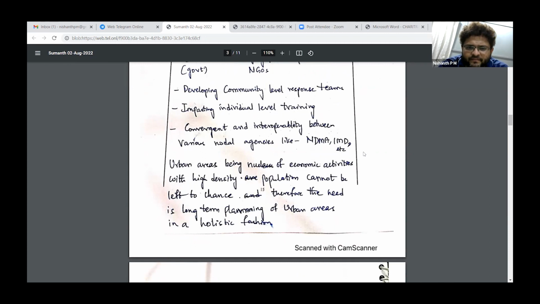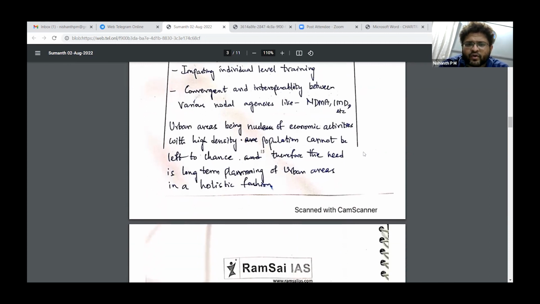Conclusion can be better. You can conclude in the context of growing urbanization, Sumant. Clear? Fine. See the second one.